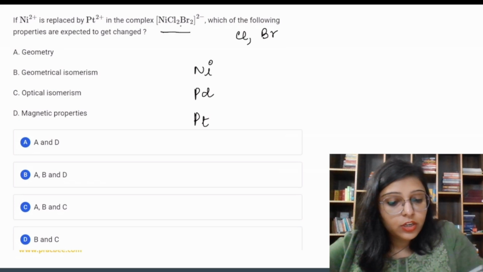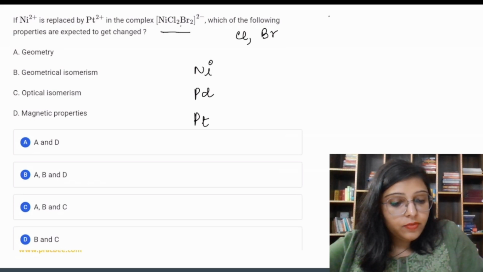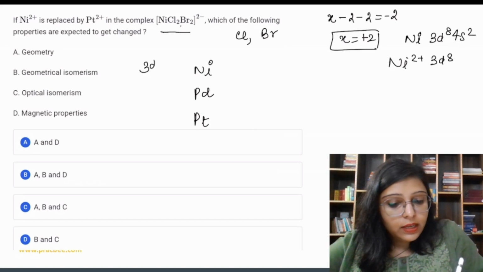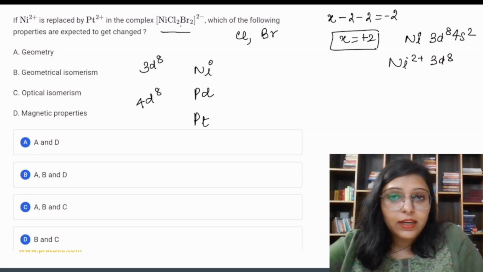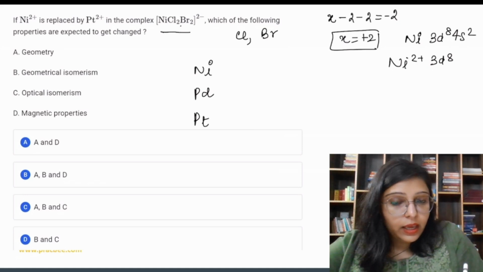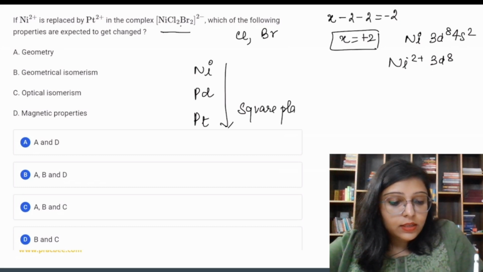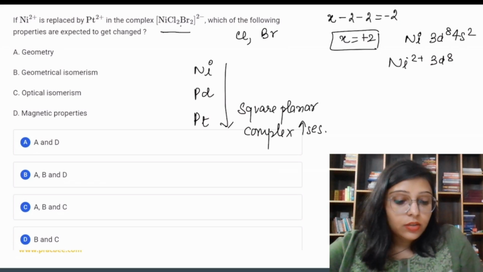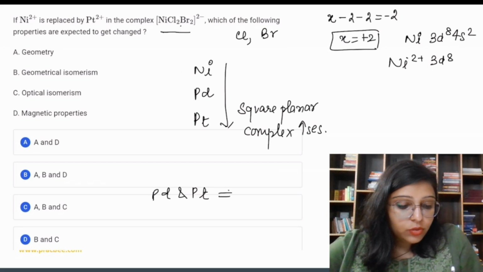What is the oxidation state of nickel over here? We find X minus 2 is equal to minus 2, so X is equal to plus 2, right? Nickel is 3d8 4s2. Now Ni2+ is 3d8. In 3d8 configuration, like palladium 4d8, and similarly for platinum. On moving down the group, tendency to form square planar complex increases. That's a rule, right? So palladium and platinum are going to form square planar.